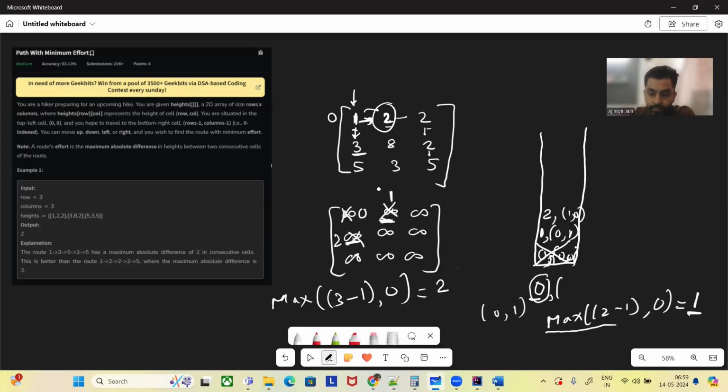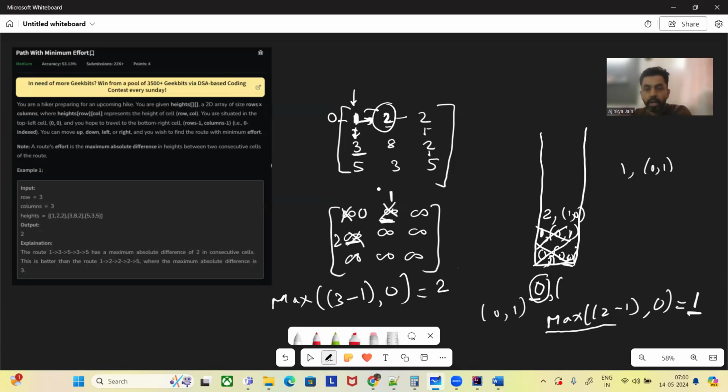Okay. Now we are done with processing all the neighboring nodes of 1. So now we check whether the priority queue is empty or not. It is not empty, and we are going to pop out the minimum one. So this is the minimum: 1, comma 0, comma 1 is the minimum.